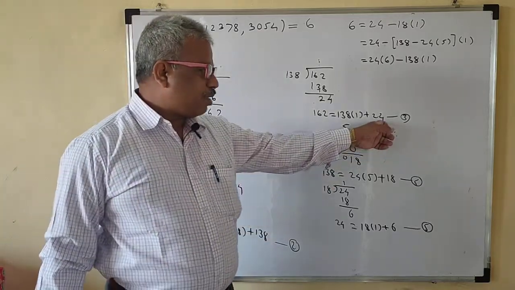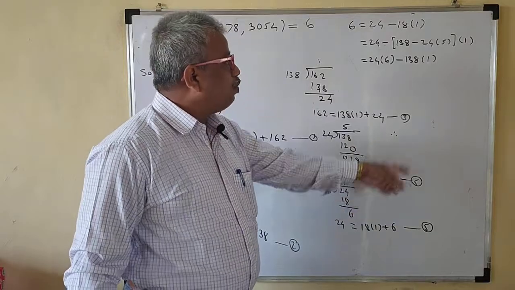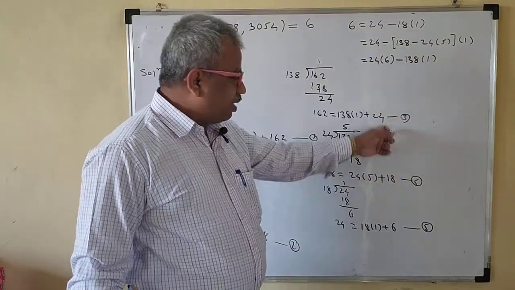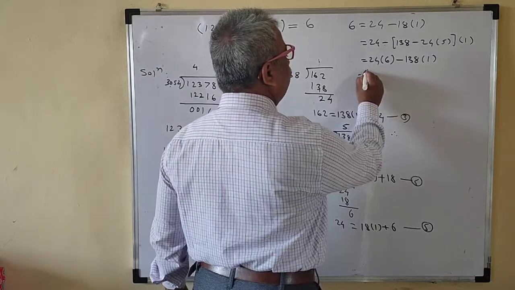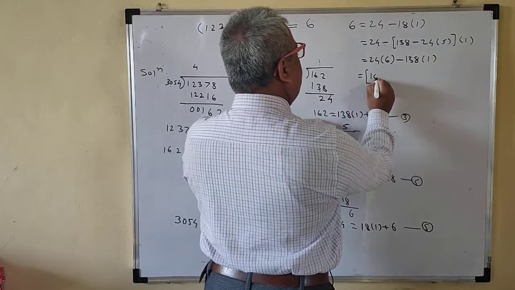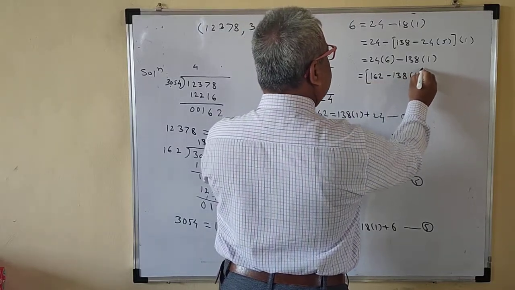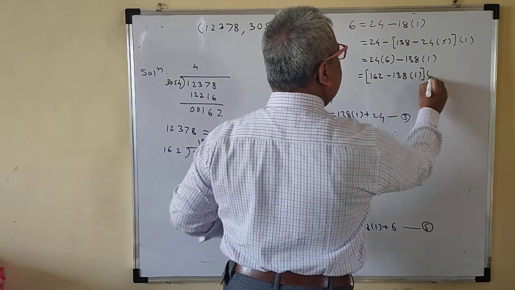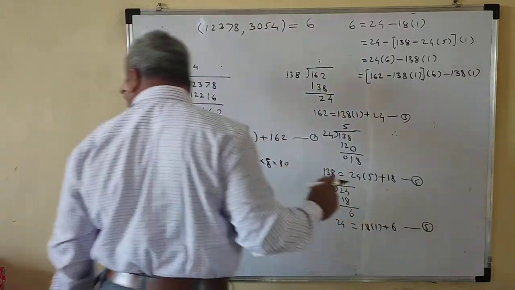Okay, so we have put the value of 24. We have to put the value of C. We have put the value of 18 now. Now the next remainder is what? 24. We'll put the value of 24 now. What is the value of 24 here? 162. 162 minus 138 into 1 into 1 into 6 minus 138 into 1.